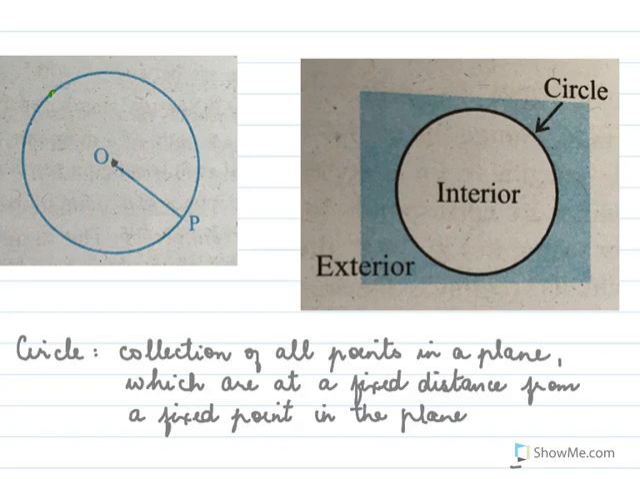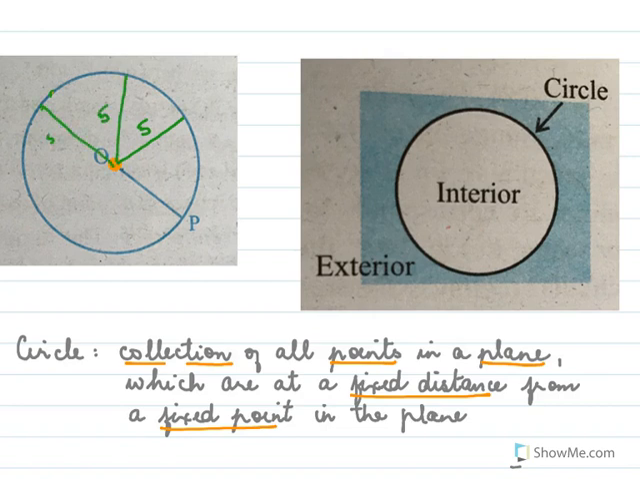So we defined a circle as a collection of points in a plane which are at a fixed distance from a fixed point in the plane. I'd like to repeat again, here is my center. I may take, say, a distance of 5 centimeters. So I will mark all points which are 5 centimeters away from this center. And the collection of all these points will make a circle.